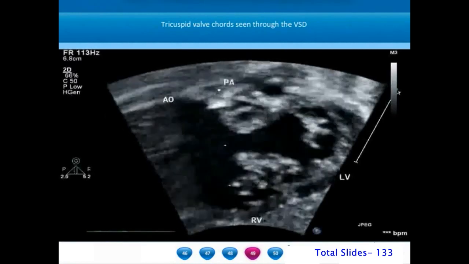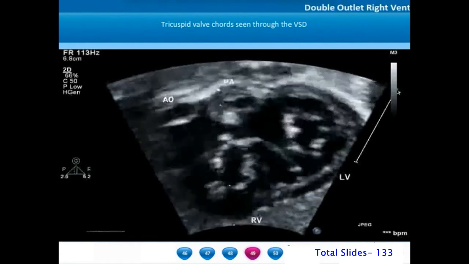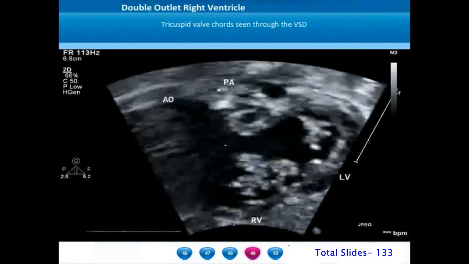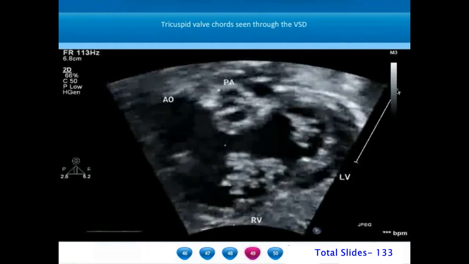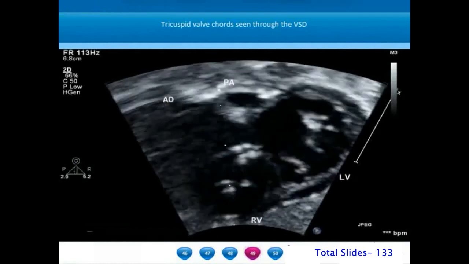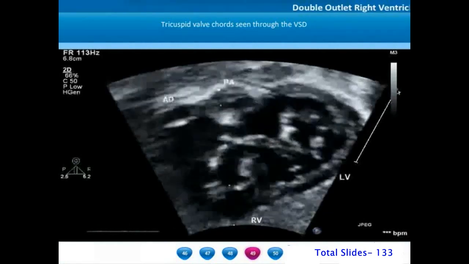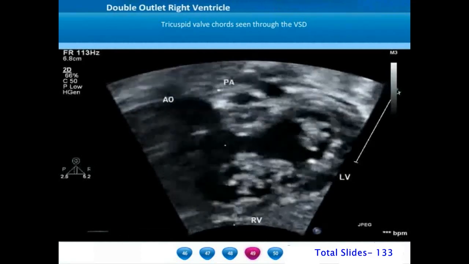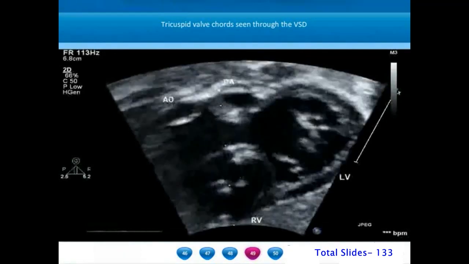On a subxiphoid short axis view, we can notice the aortic valve and a large subaortic ventricular septal defect. We can see the tricuspid valve and the mitral valve, but if we carefully look at the caudal attachment of the tricuspid valve, we can see that some of the tricuspid valve chordae are coursing through the ventricular septal defect and getting inserted into papillary muscles located on the inferior posterior wall of the left ventricle. This represents a grade 3 straddling of the tricuspid valve tissue towards the left ventricle.